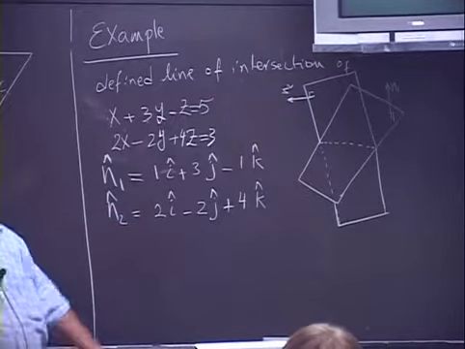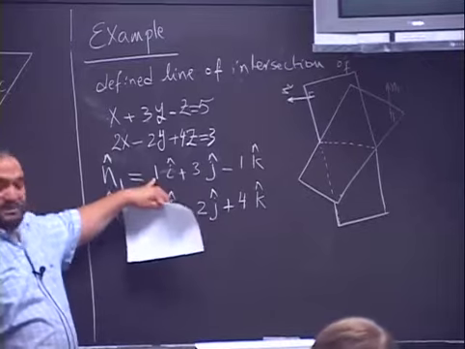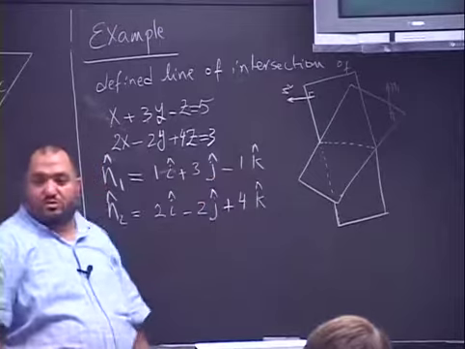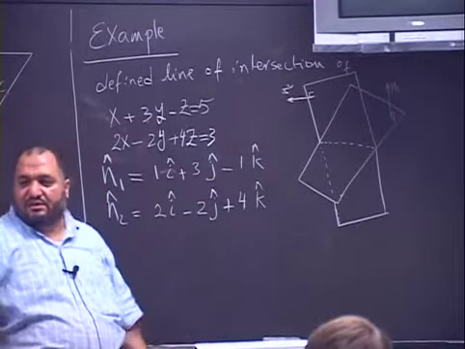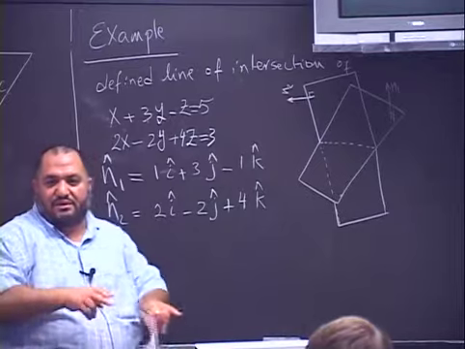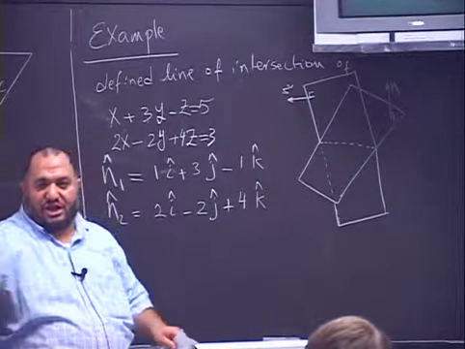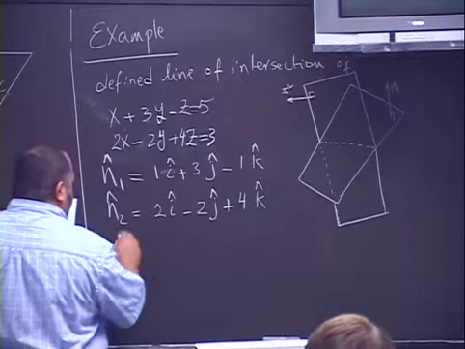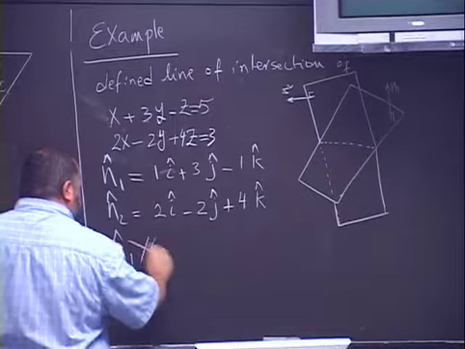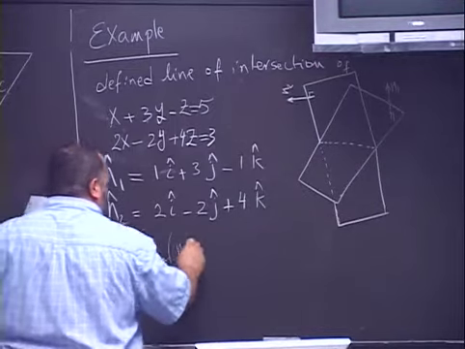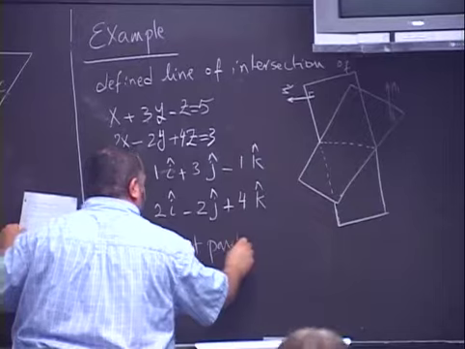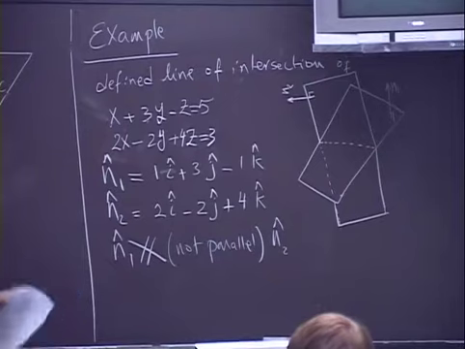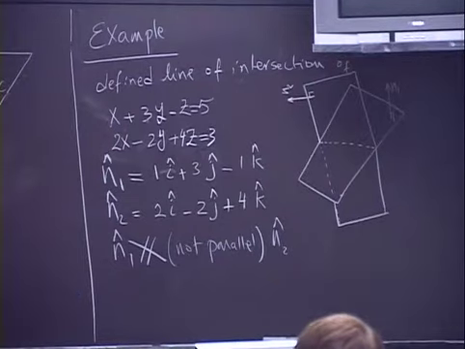No. Why? If they are parallel, you will see, let's say, 1, minus 1, and then plus 2. If they are parallel, they will have the same proportion in IJK. They do not have the same proportion in IJK, so definitely N1 is not parallel with N2.